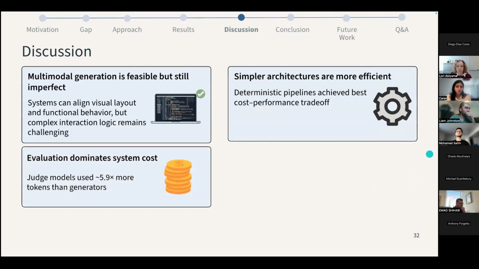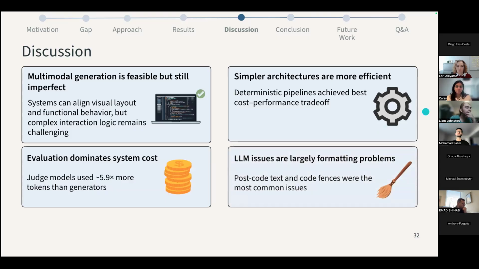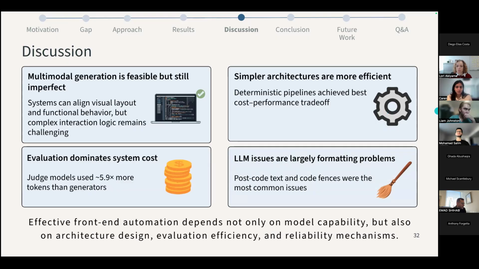Third, the evaluation dominates system cost. The judge models consumed significantly more tokens than generators, indicating that evaluation may become the primary scalability bottleneck. And then finally, most reliability issues were formatting artifacts rather than reasoning failures. Overall, these findings suggest that scalable front-end automation depends not only on model capability, but also on efficient architecture design, evaluation strategies, and practical reliability mechanisms.